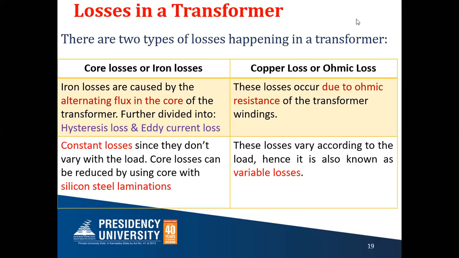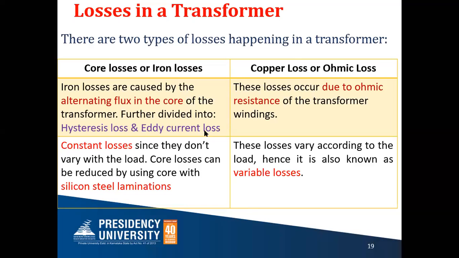The current in a circuit always depends on the load, right? Here the input voltage is constant, so the current may depend on the load. If the load increases, the current also increases. So current is a variable quantity. Resistance is the one that opposes the current. If the current is more, the resistance will try to oppose more, so the power loss will be more, right? So we call the copper loss a variable loss. I hope you understood why it is called a variable loss.